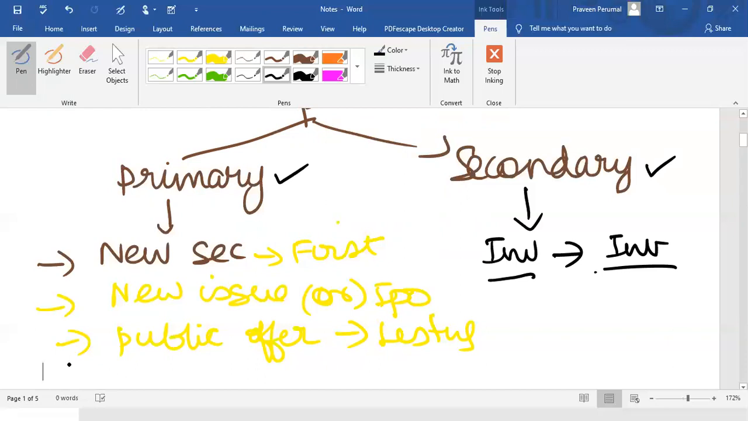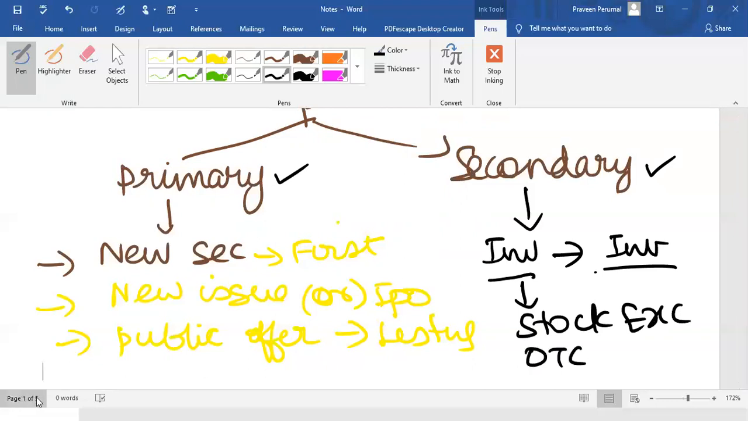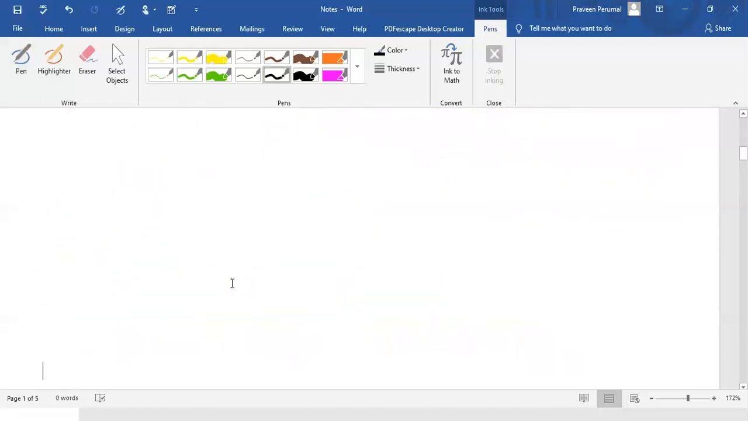So secondary markets are called stock exchanges and OTC market. What is it? Over the counter market. Now securities are transferred from one holder to another. We say they are done only in the secondary market, not in the primary market. So what are the differences we can conclude, by the way? First, primary market and secondary market.